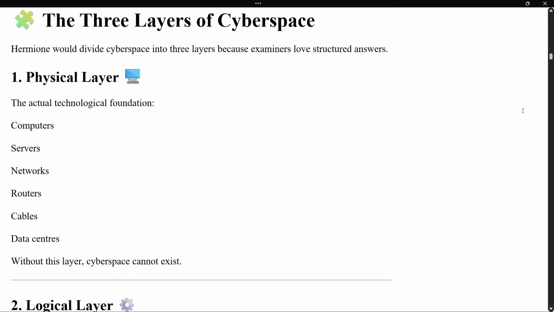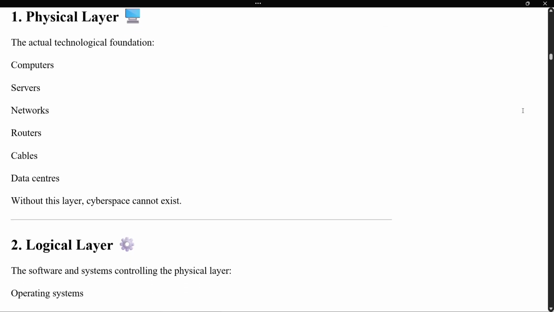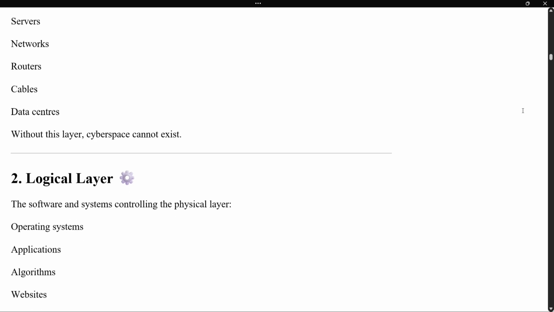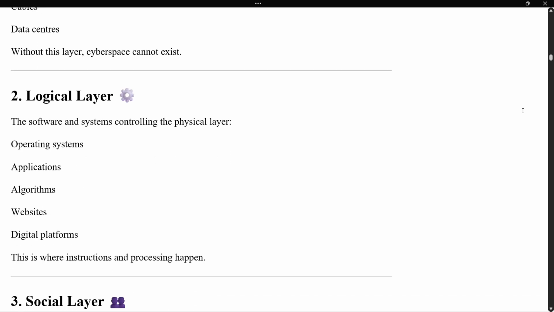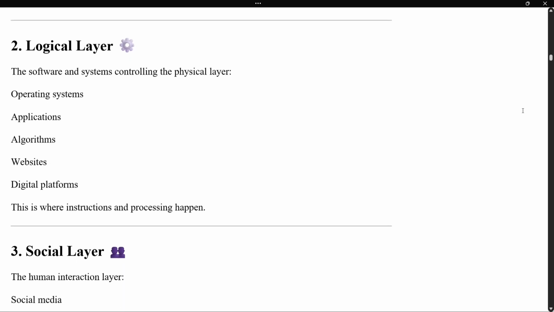The 3 layers of cyberspace. Hermione would divide cyberspace into 3 layers because examiners love structured answers. 1. Physical layer. The actual technological foundation. Computers, servers, networks, routers, cables, data centers. Without this layer, cyberspace cannot exist.